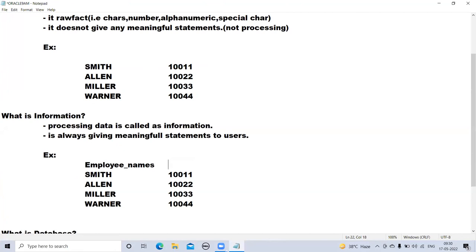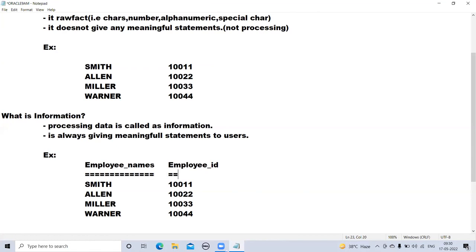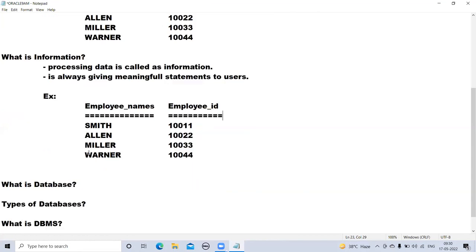Next one is called, suppose we are giving here, employee ID. So whenever I predict like this, now after predicting this, if I ask you, what is Smith? You can say, yeah, Smith is an employee name. Alan is an employee. So these names are predicted as employees.